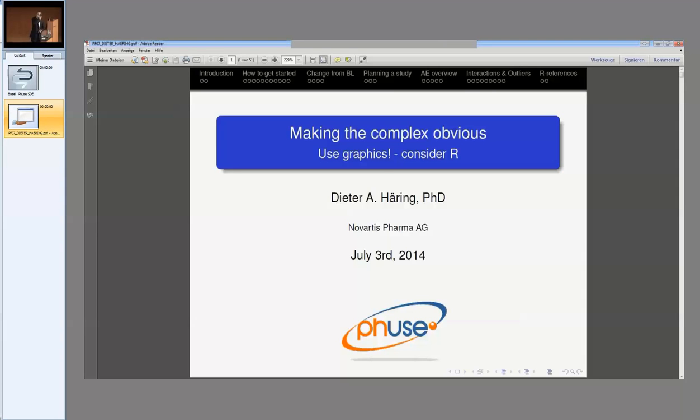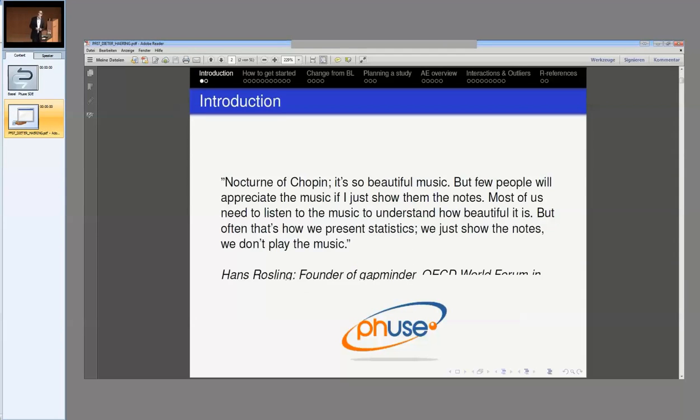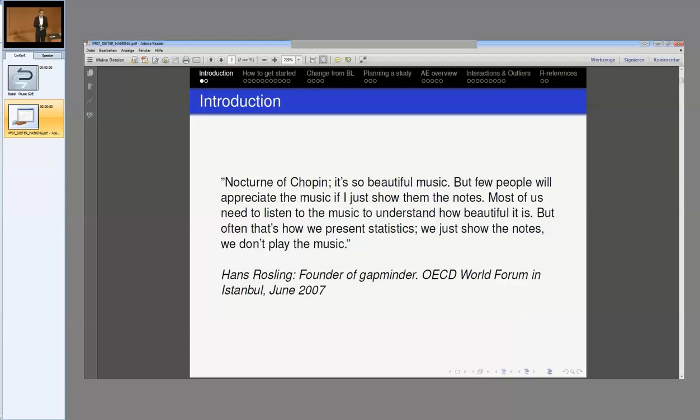I want to start with this citation from Hans Rosling. He's the founder of Gapminder. Hands up, who knows the Gapminder website? Not so many. Go to the Gapminder website and check it out. I think that goes a bit in the direction of the first presentation we've seen, where you can rearrange data and analyze the data yourself, and look at the health, for example, over time, how it developed in different countries and so on.